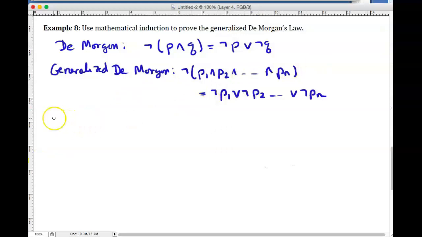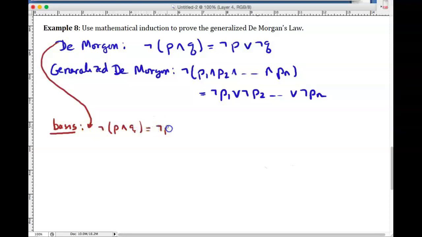So let's look at the basis step. The basis step is basically the regular De Morgan's law. So if I have two propositions, then it works. I know that this is true, and I know this is true because it's a law on my list. Now the inductive step.